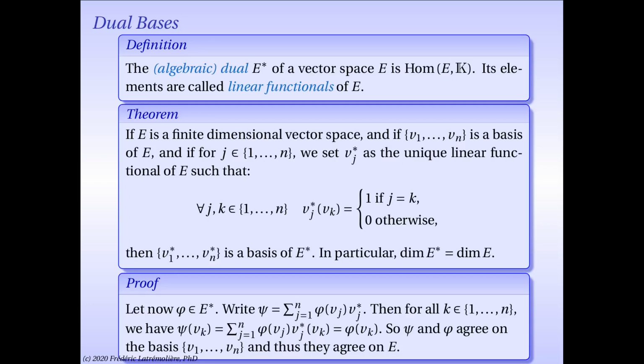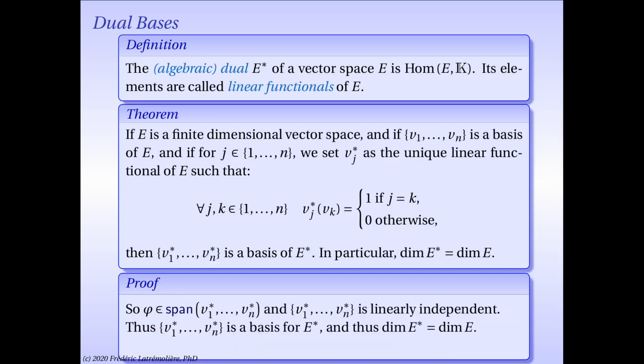Now I'm going to prove that phi and psi agree on the basis v1 to vn. So again, let k be between 1 and n. Let's calculate psi at vk. Well, it is the sum from j equals 1 to n of phi of v sub j times v star j at v sub k. And again, v star j at v sub k is 1 only when j equals k and 0 otherwise, so just as before, all that is left of this sum is the value phi at v sub k. So you see that psi at v sub k equals phi at v sub k for every k between 1 and n. So psi and phi agree on a basis of E, and therefore as linear functions that agree on a basis, they must agree on the entire space, and so psi equals phi.